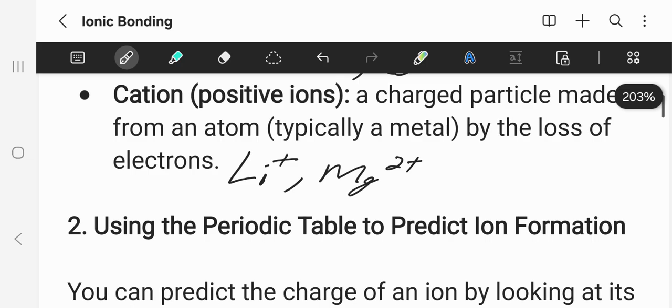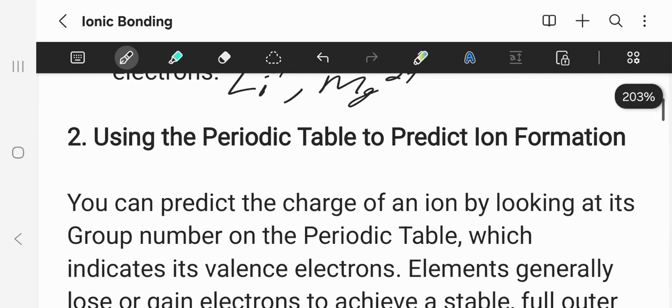So basically, ionic bonding is going to produce cations and anions due to the transfer of electrons between metals and non-metals. All right, I hope we are clear with that.